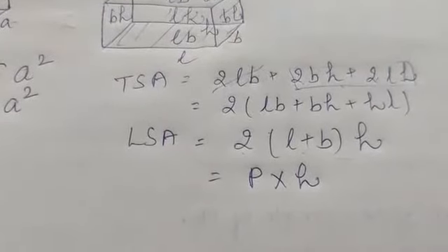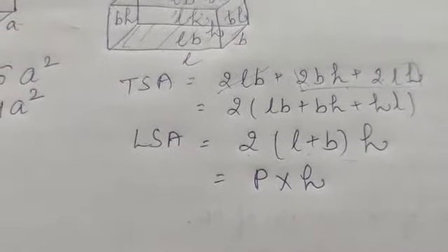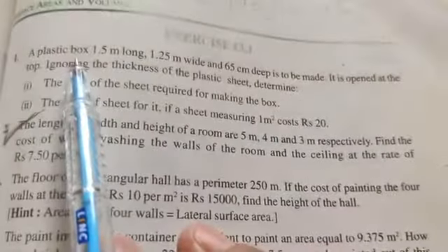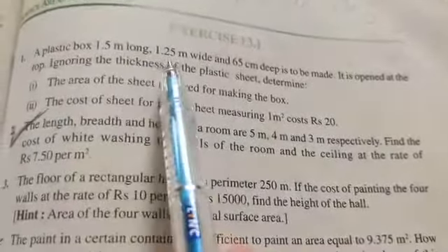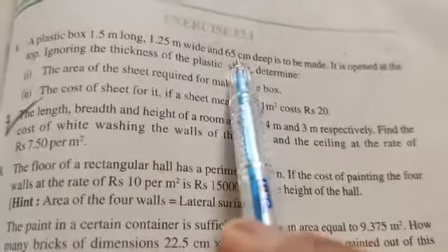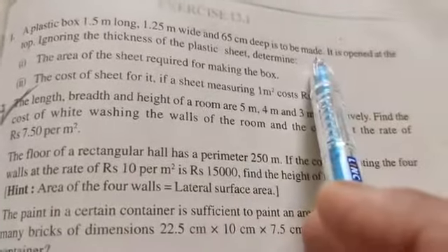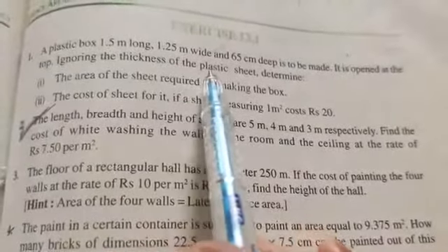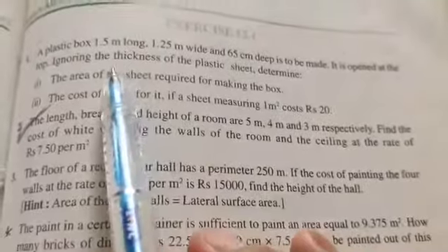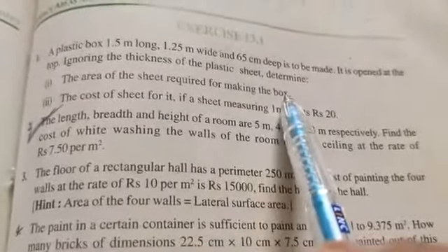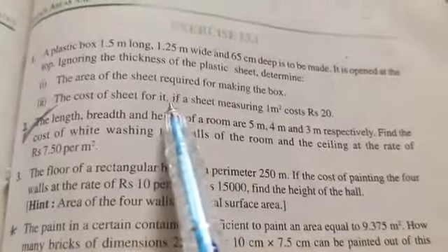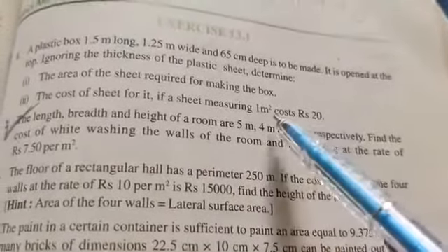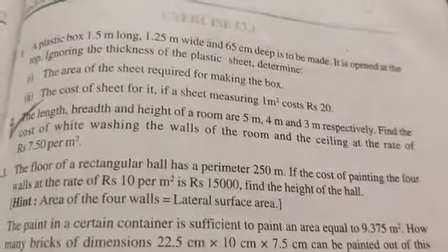Now come to the questions of exercise 13.1. The first question is: a plastic box 1.5 meter long, 1.25 meter wide and 65 centimeter deep is to be made. It is opened at the top. Ignoring the thickness of the plastic sheet, determine the area of the sheet required for making the box, and the cost of the sheet if the sheet measuring 1 meter square costs rupees 20.